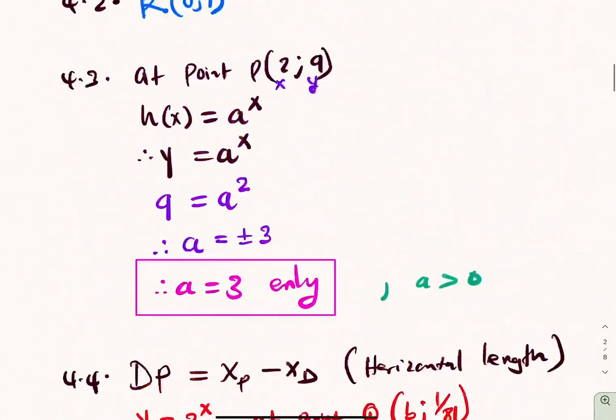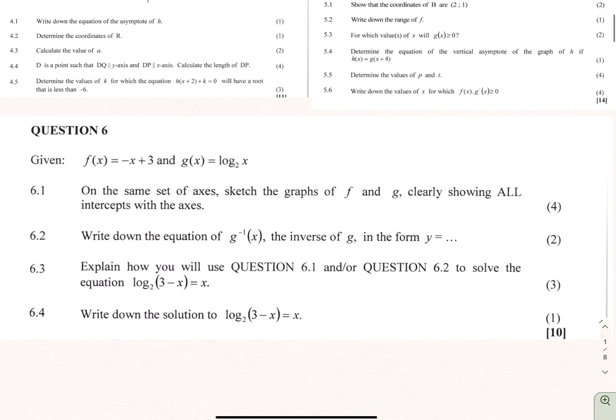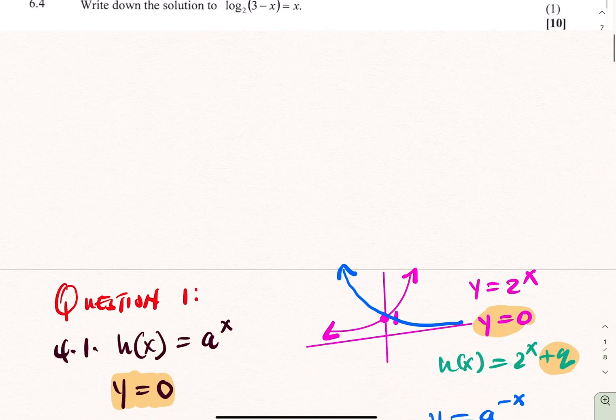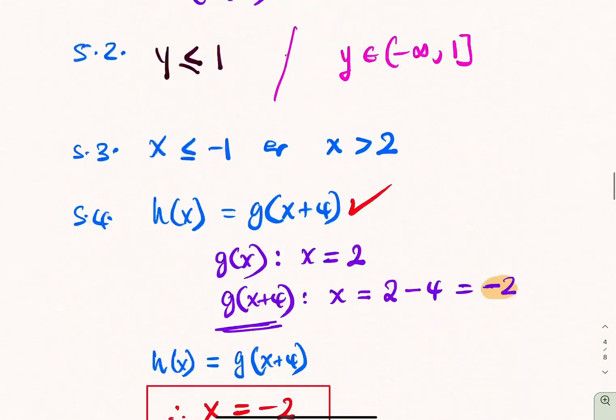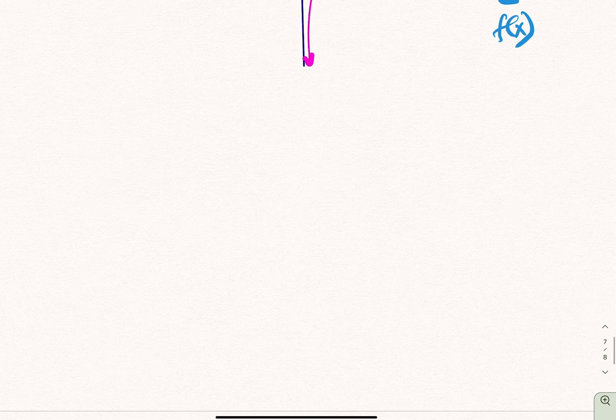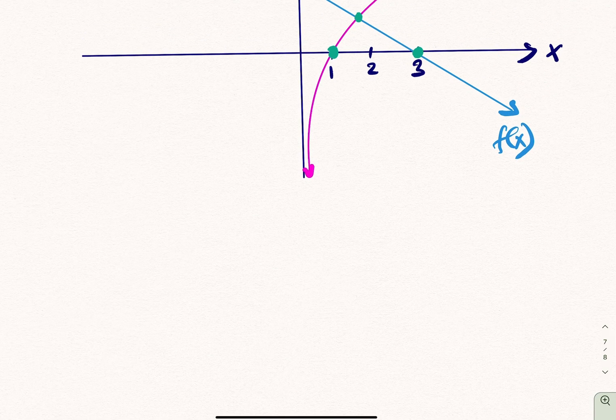You just need to go to the next question. How many marks was this? This was given 4 marks. They're now saying write down the equation of g inverse of x, the inverse of g, in the form y equals. So they want the inverse of g, which is going to be the exponential graph. Remember that the exponential and the log graphs are the inverse of each other, and the square root and the quadratic are the inverse of each other as well.